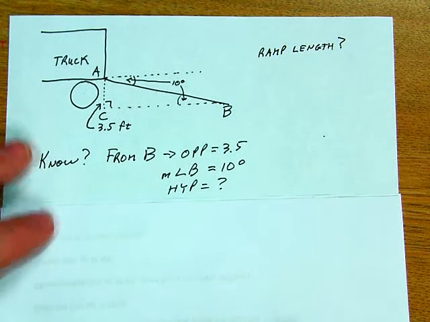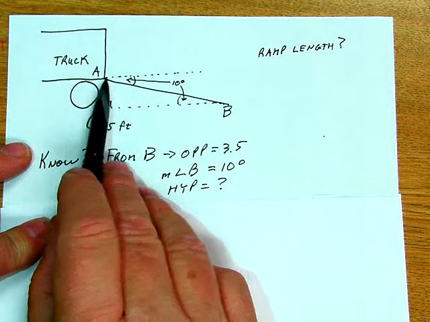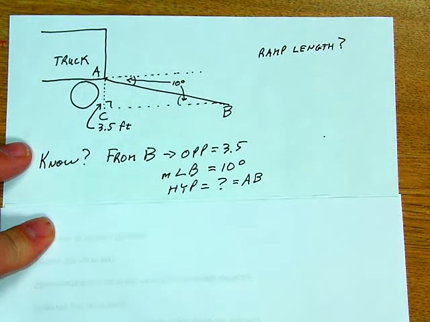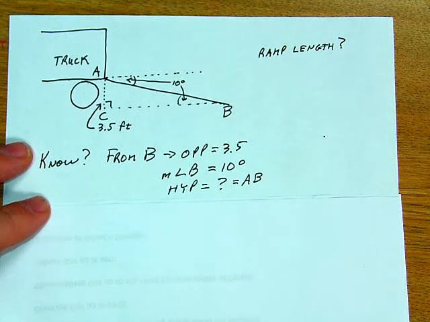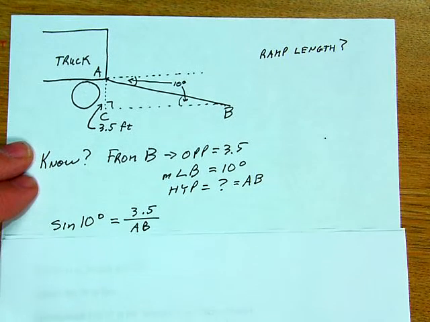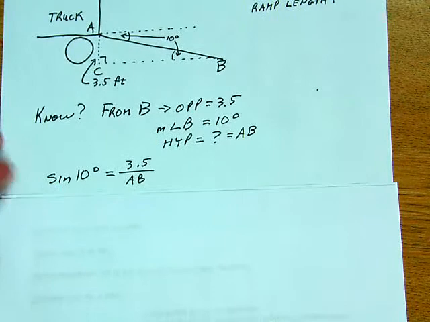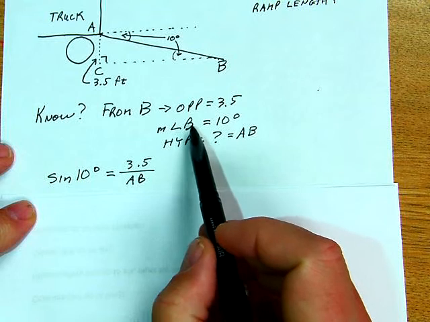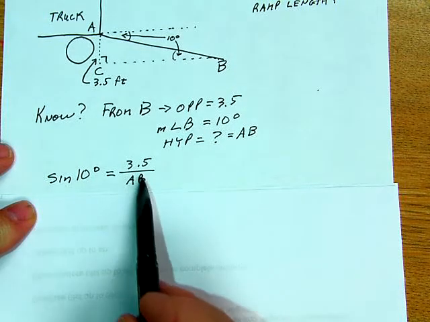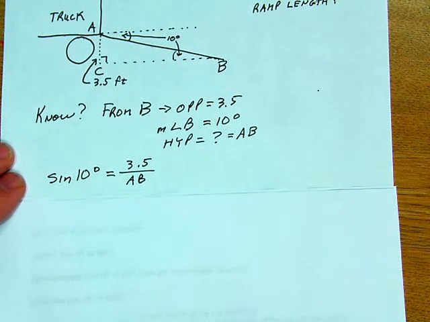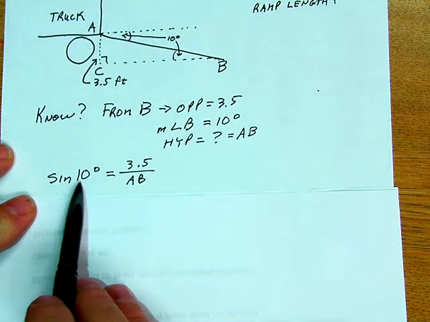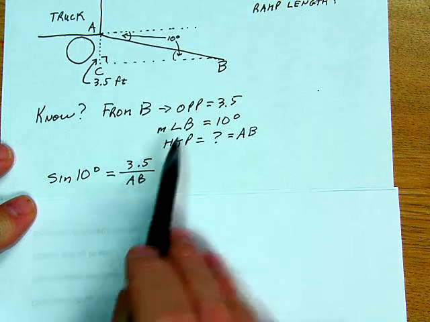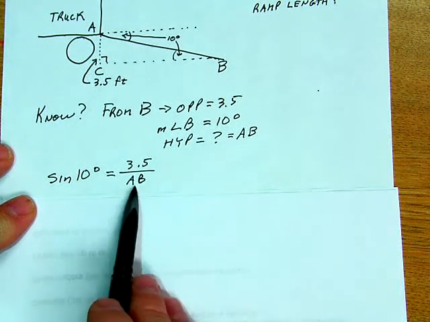This time we're asked, what is the length of the hypotenuse, or AB, which is our ramp length? Well, what function do I use when I know the opposite and I'm looking for a hypotenuse? Well, I can use sine. Opposite and hypotenuse are part of the sine, right? So, since I know the degrees, I say the sine of 10 degrees is equal to the opposite, 3.5, over my hypotenuse, which is AB, which is what I'm looking for.